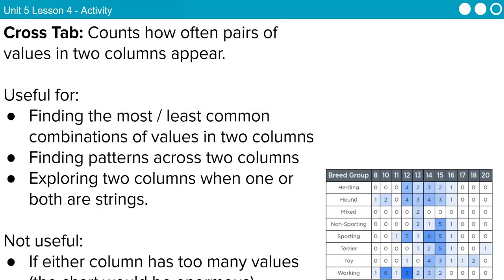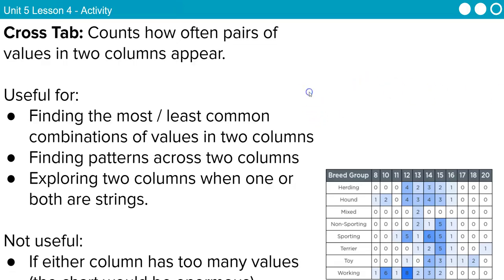With a cross-tab chart, this is a table or chart that counts how many different combinations of values from 2 columns occur. This is useful when you're trying to find the most or the least common combination of values, when you're trying to find patterns across 2 columns, if you're exploring 2 columns where 1 or both are strings. It's really not useful if either column has too many values, right? So the chart would be huge and it's just not something that we can really look at.